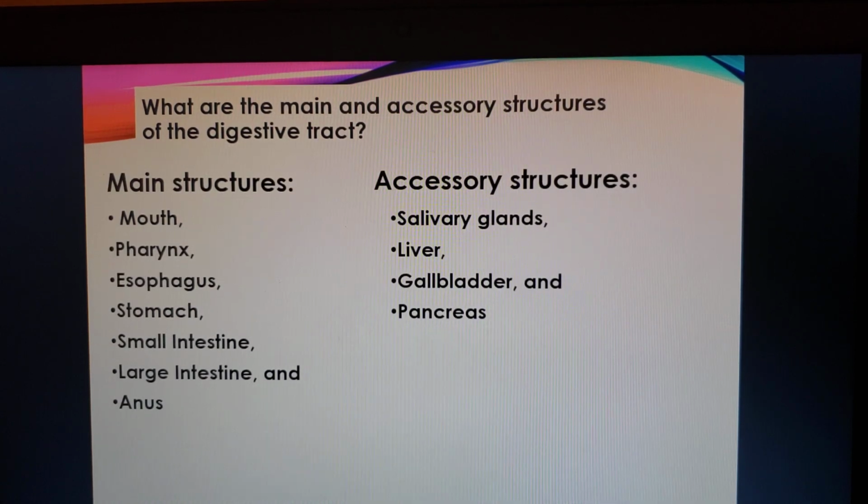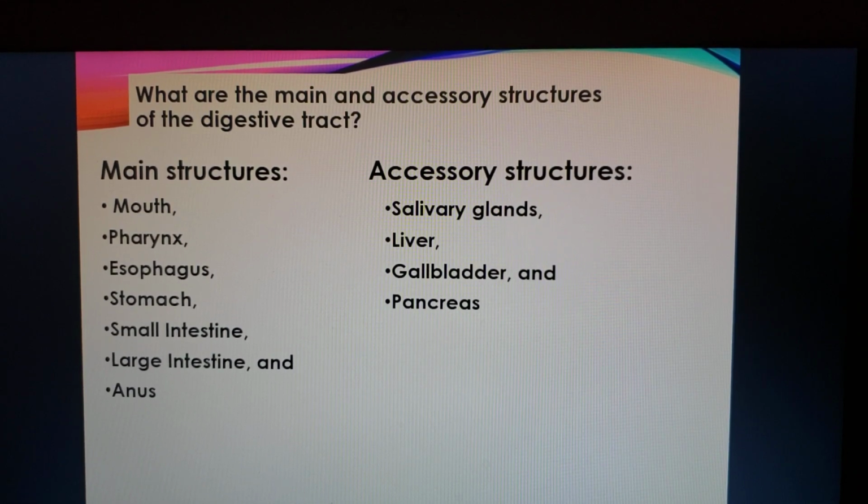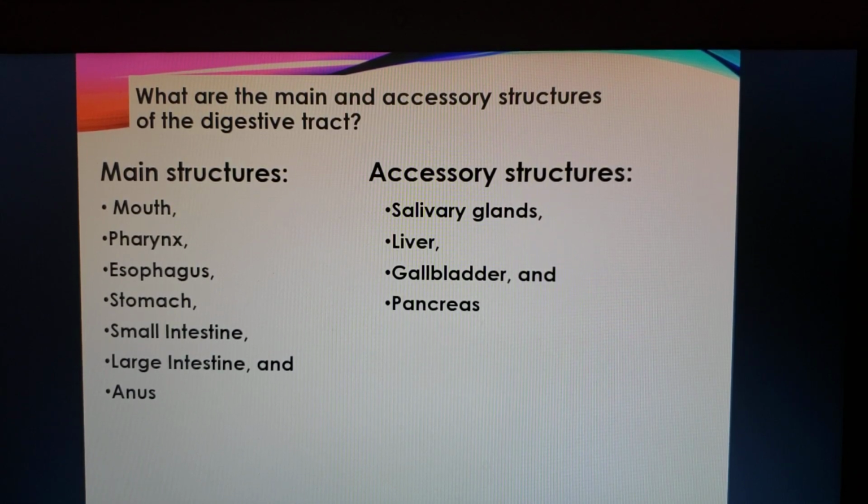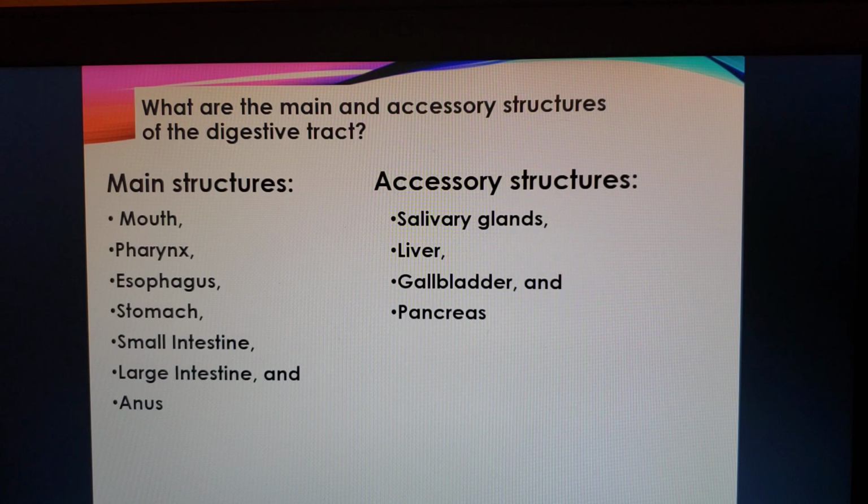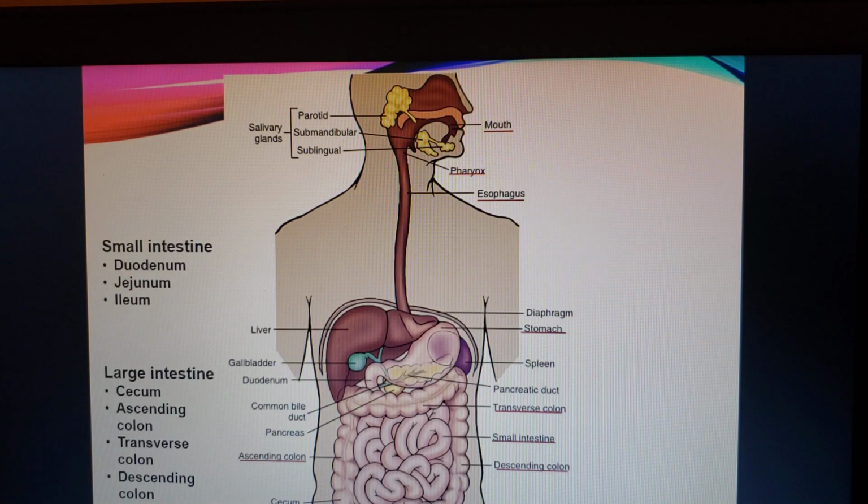Let's go over the structures. The main and the accessory structures of the digestive tract include, with main structures, we have the mouth, the pharynx, the esophagus, the stomach, the small intestine, the large intestine, and the anus. And then the accessory structures include the salivary glands, the liver, the gallbladder, and the pancreas. And this is a visual.